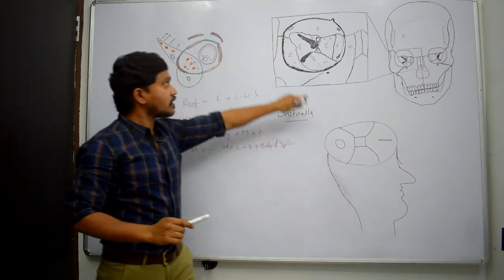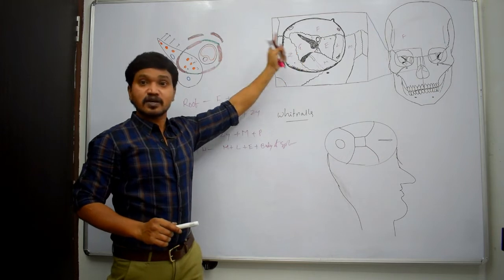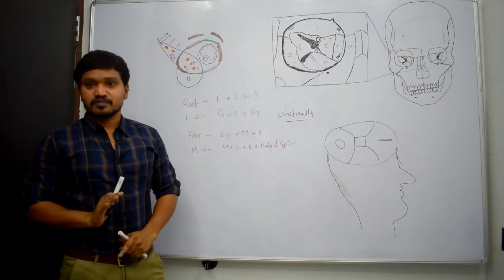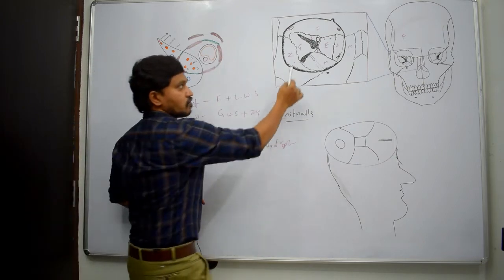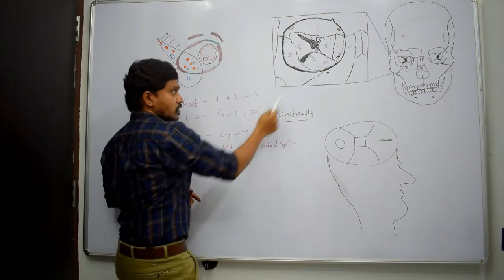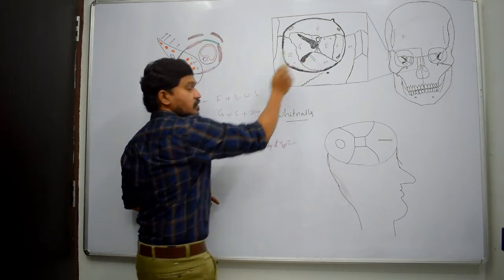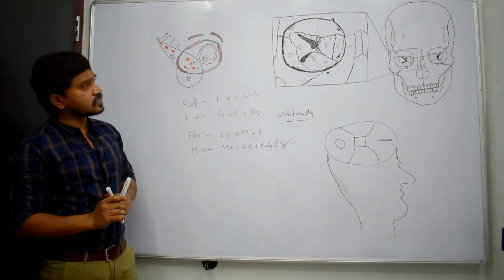Right? And zygomatic bone separating the orbital cavity from the temporal fossa. So these are the relations. Now, floor. Floor is formed by zygomatic bone, maxilla and palatine bone. Right? Then what are the special features in it?